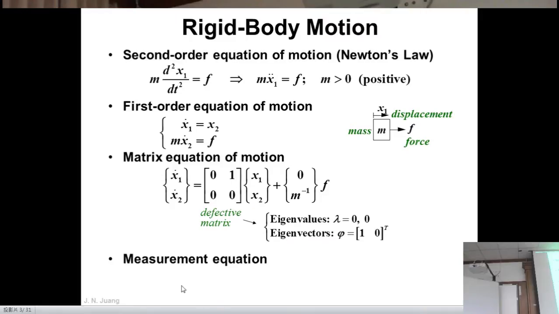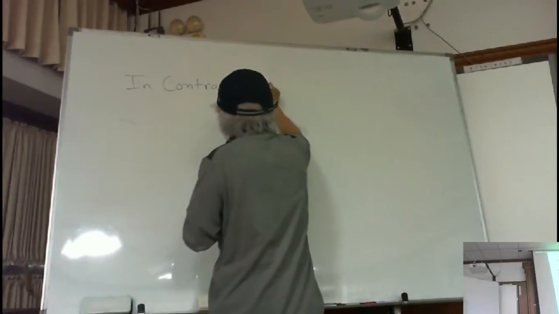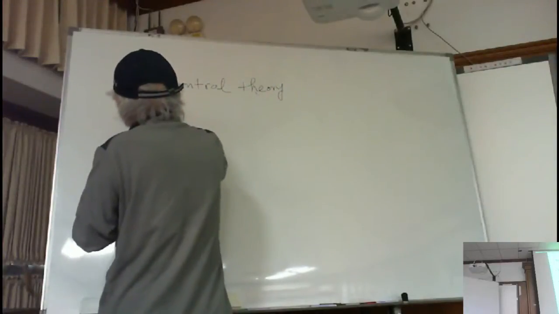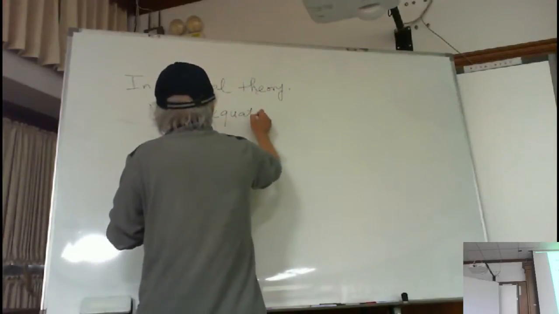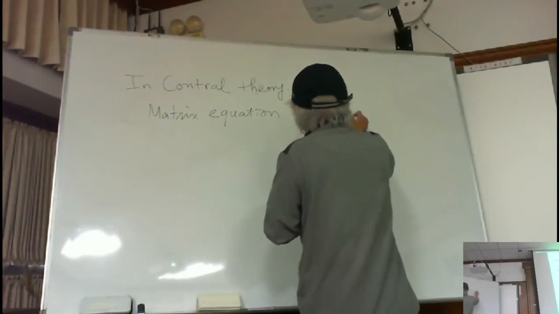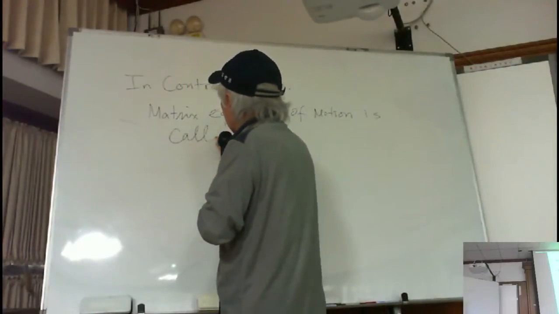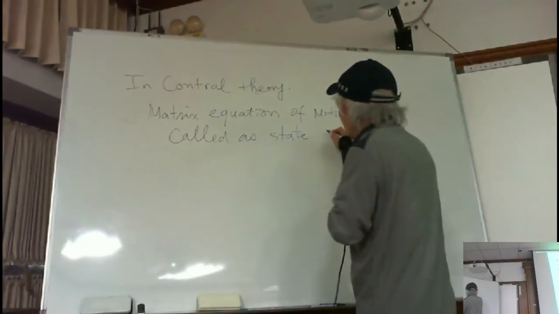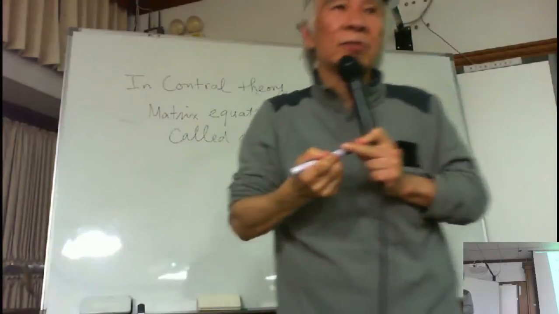In control theory, the matrix equation of motion is called the state equations. So we call state equations.